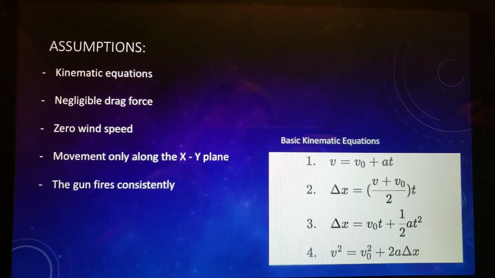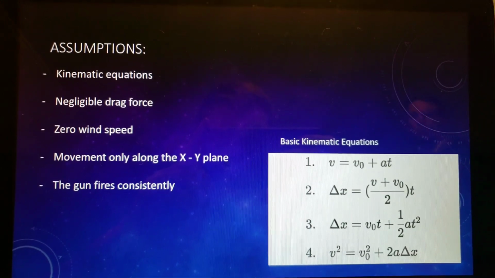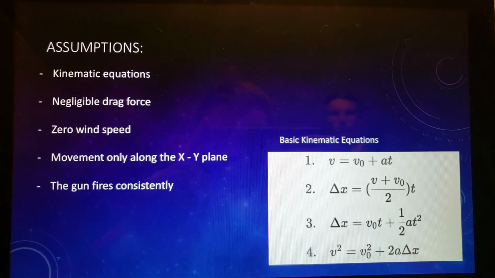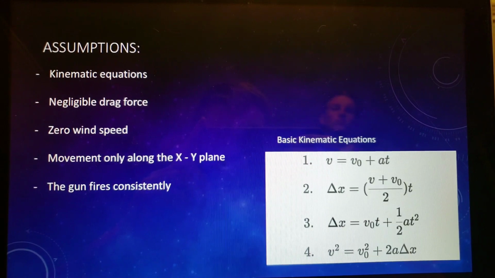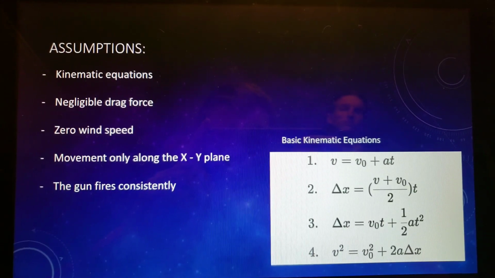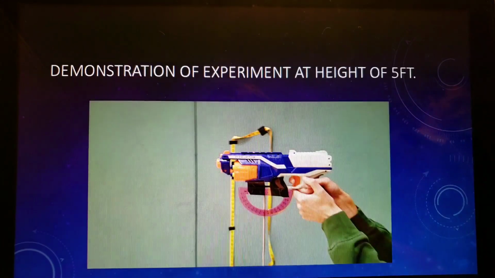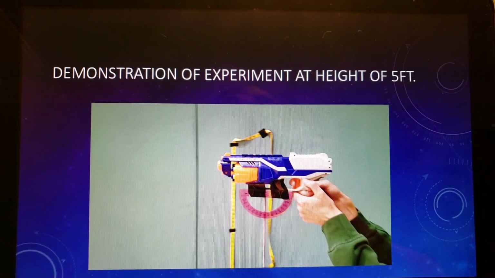And the assumptions for our experiment included the movement along the X and Y plane, and if the Nerf gun fires consistently.